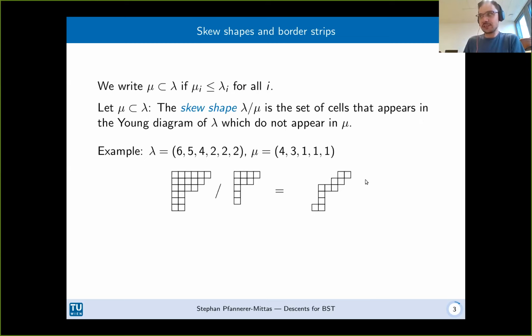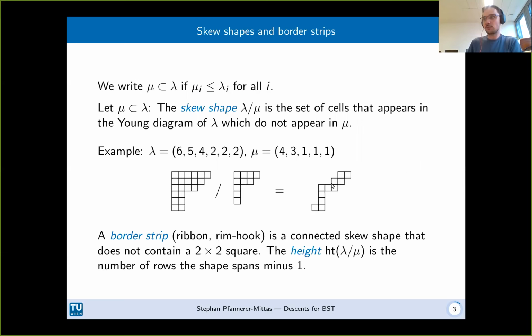And in particular, this skew shape is special because it's connected and does not contain any 2 by 2 rectangle inside. So what we call these special skew shapes is border strips, and they are also known as ribbons or rim hooks. So later I will talk about border strip tableau, but you could also call them rim hook tableau. There are all the names in the literature.